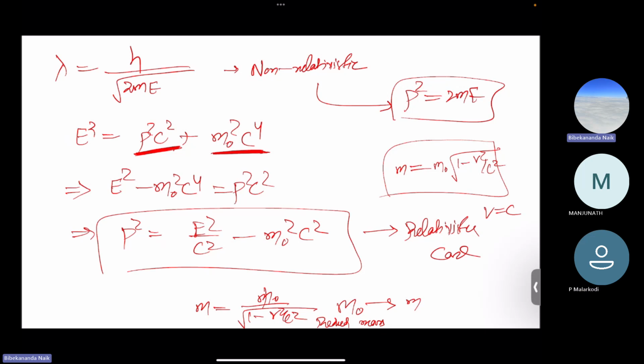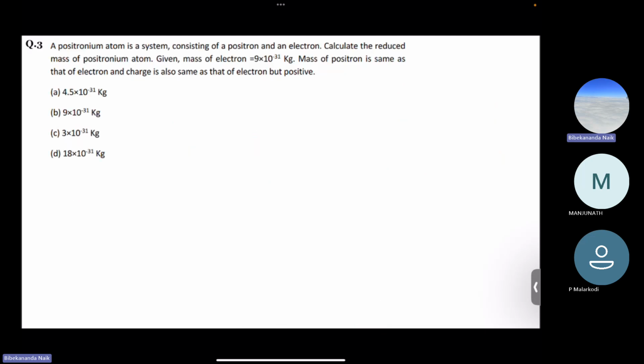Okay, sir. So now we will move to the next question. There are two terms: one is the rest mass energy term, another is the relativistic energy term. So if you are considering the relativistic case, since the energy does not remain the same, the formula for de Broglie's wavelength will again be different.